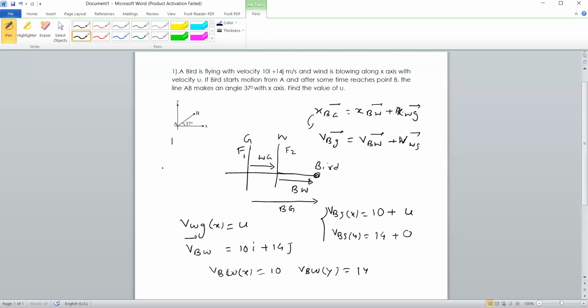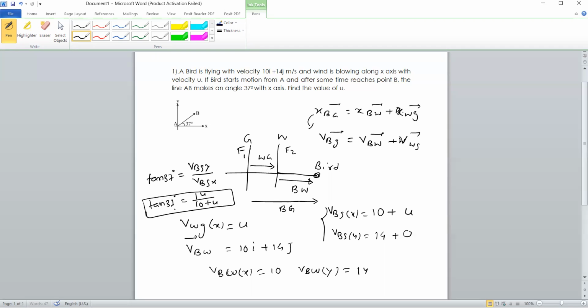Now the angle given, tan 37 degrees, is nothing but VBGy by VBGx. So tan 37 is nothing but 14 by 10 plus u. So from here you can easily calculate the value of u. Okay, so this is how we solve this problem.